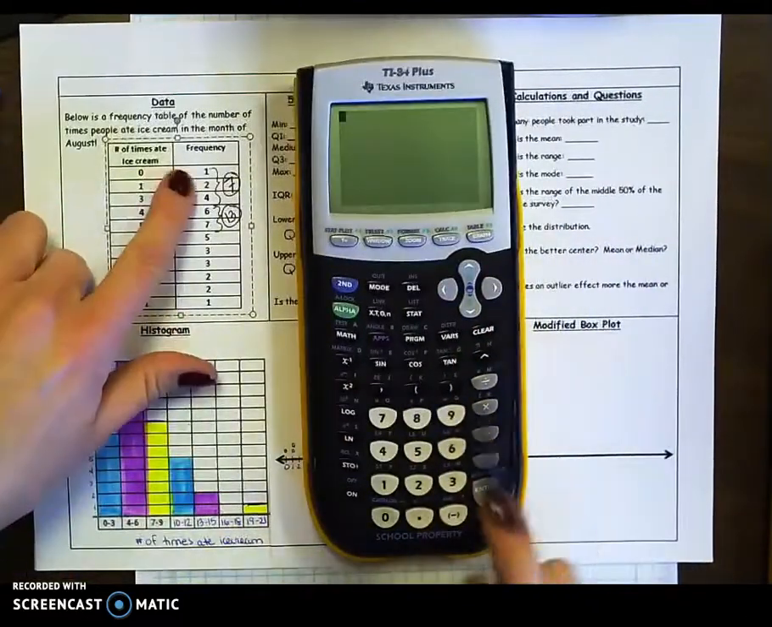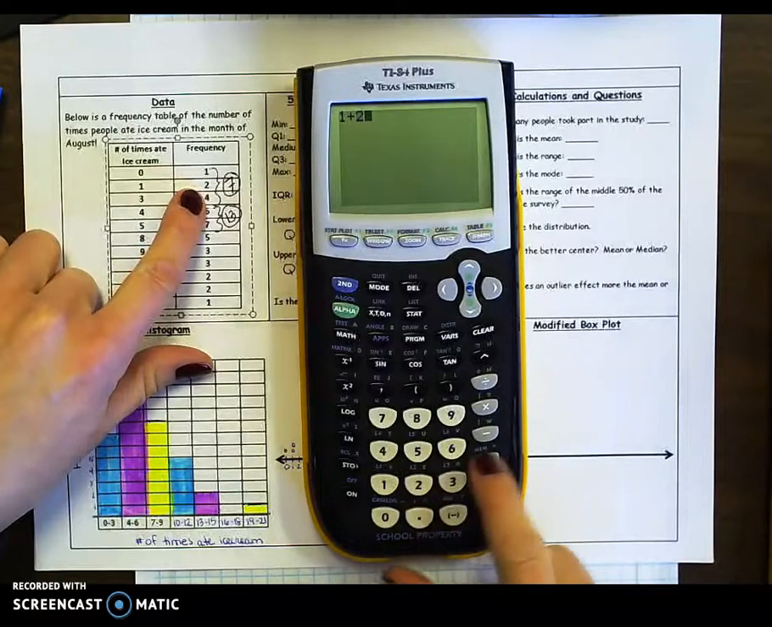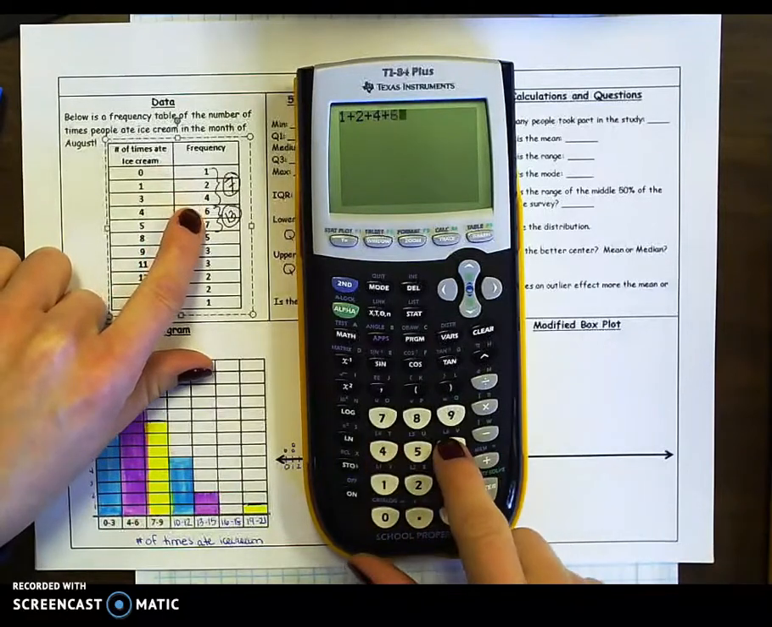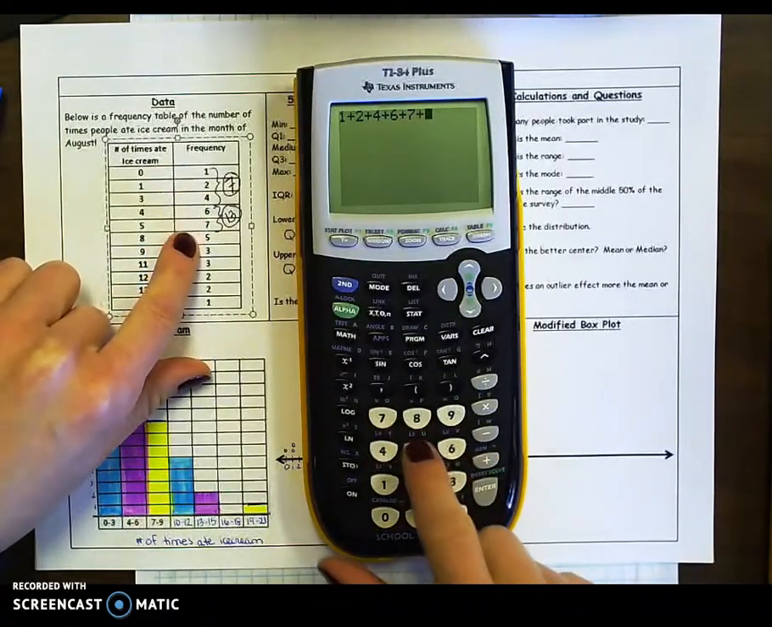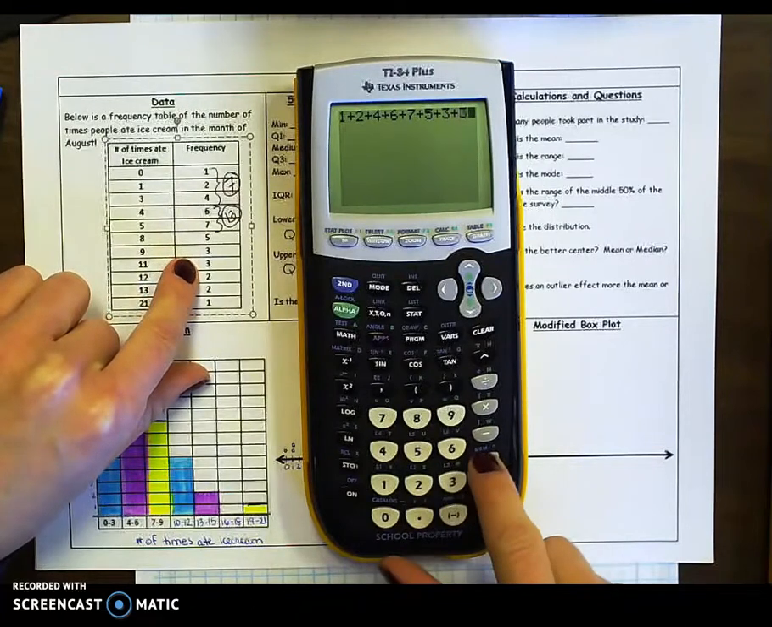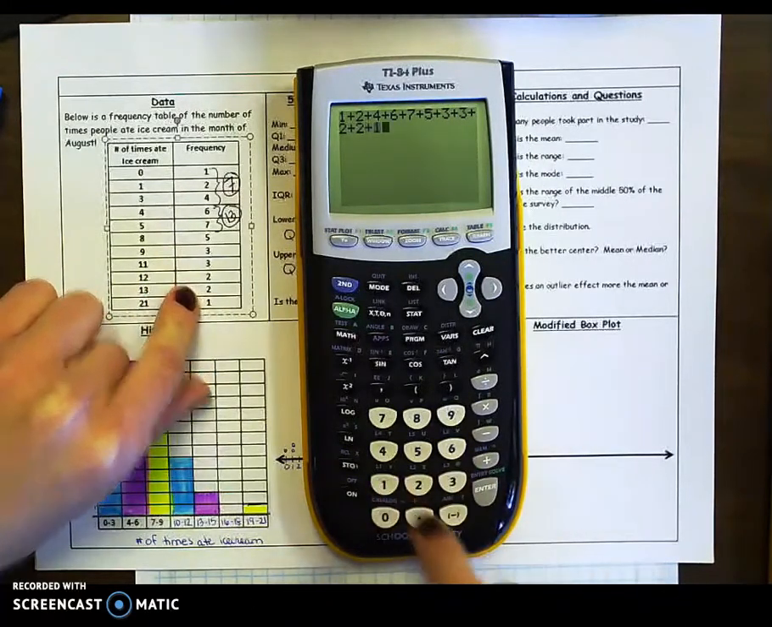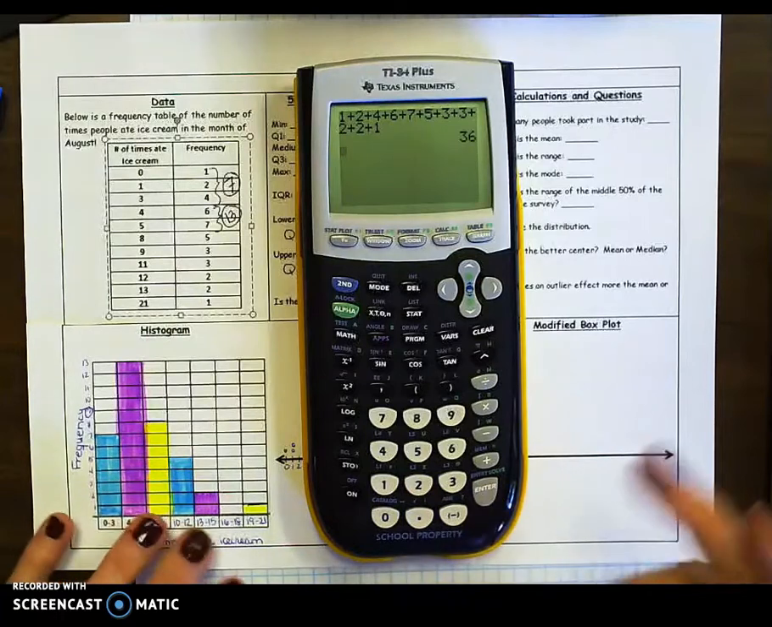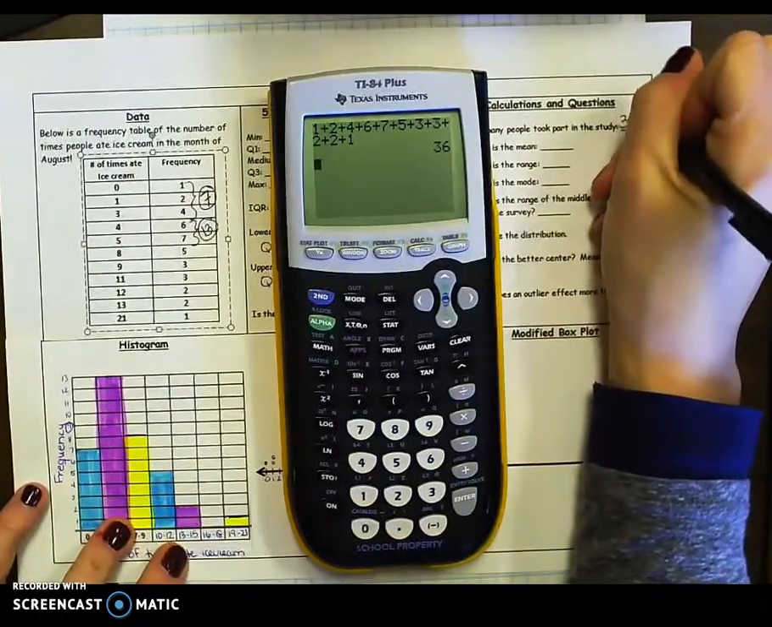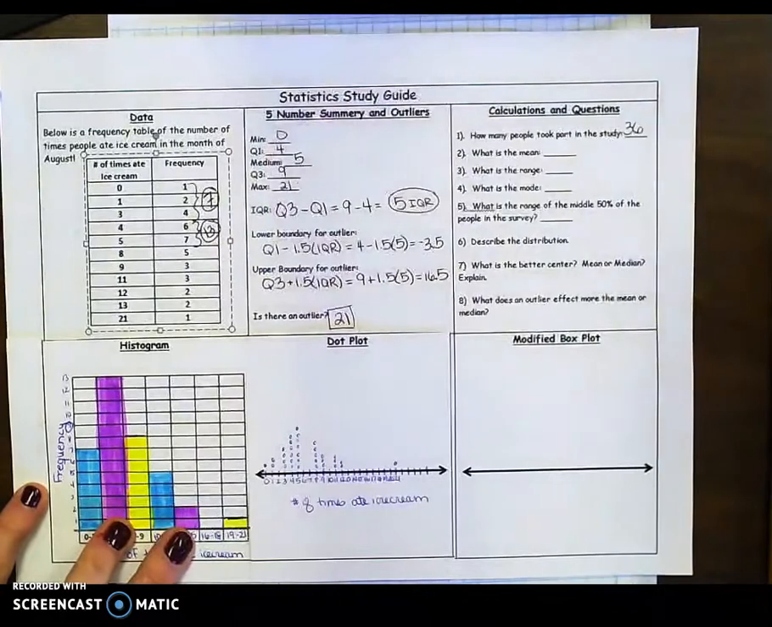So let's go ahead. We have 1 person here, 2 people here, 4 people here, 6 people here, 7 people here, 5 people, 3 people, 3 people, 2 people, 2 people, and 1 person. We hit enter, and there are 36 total people in the study.